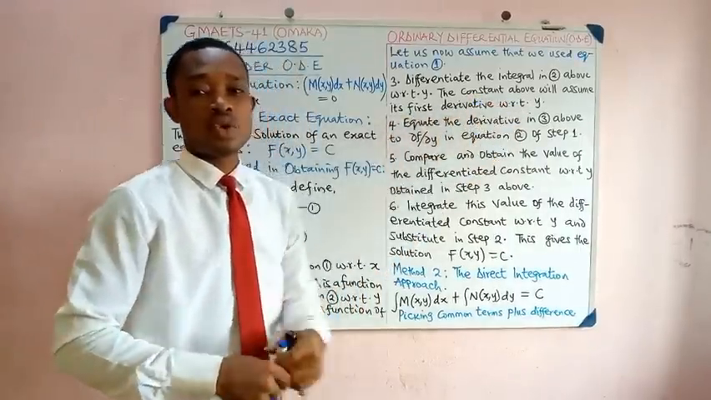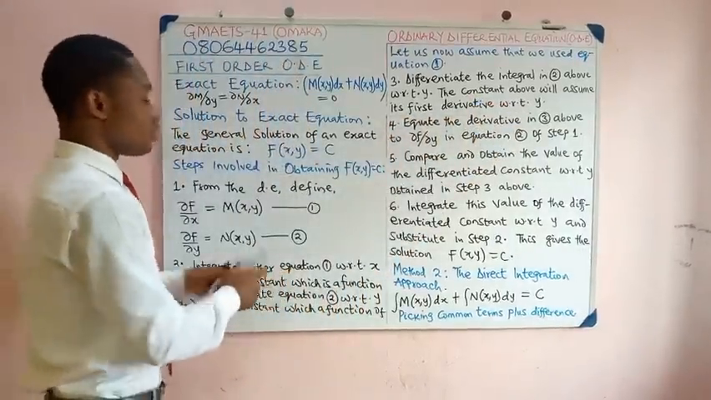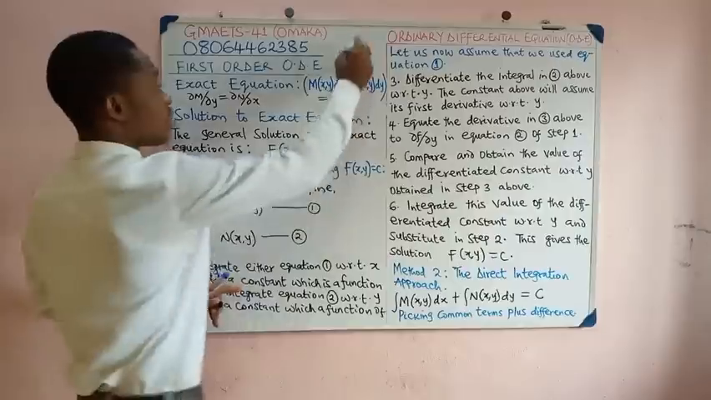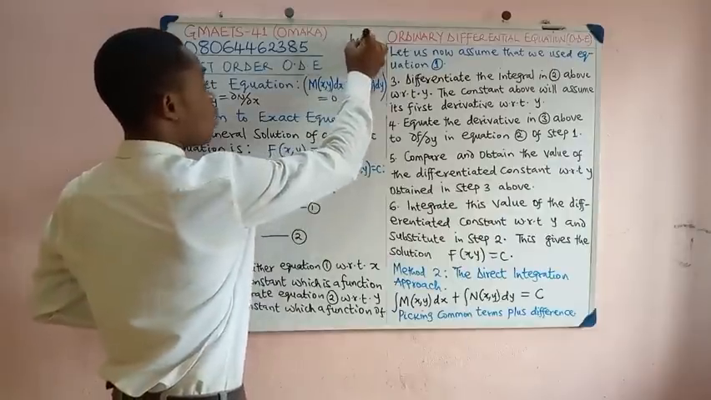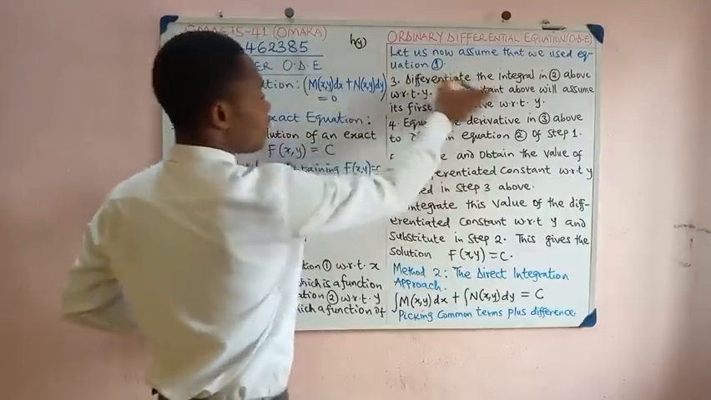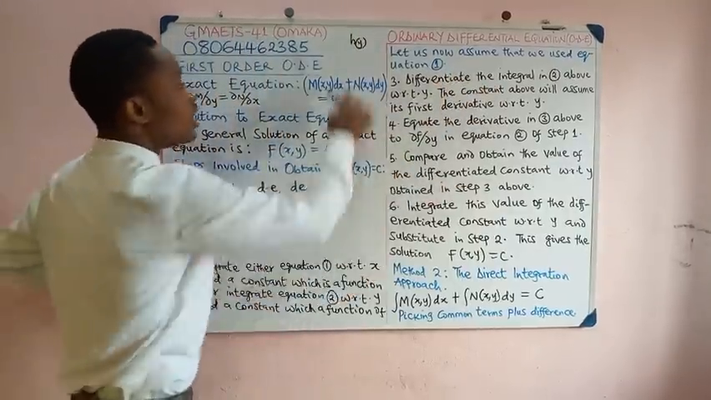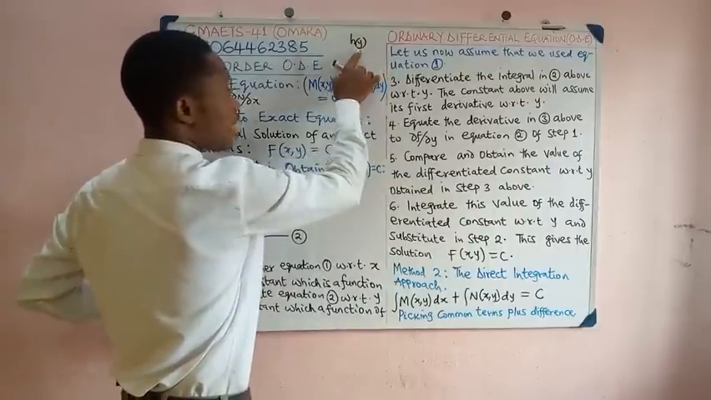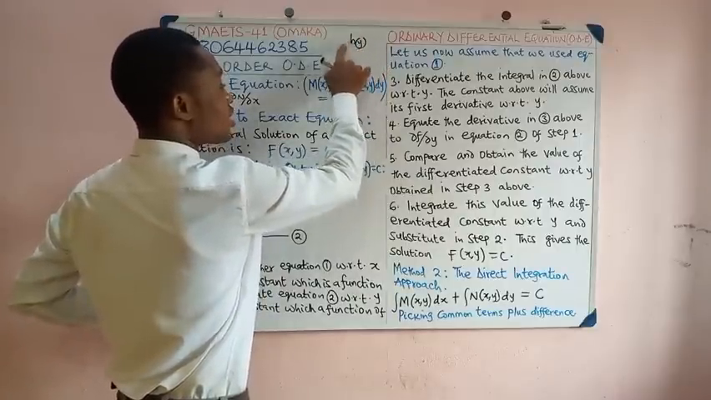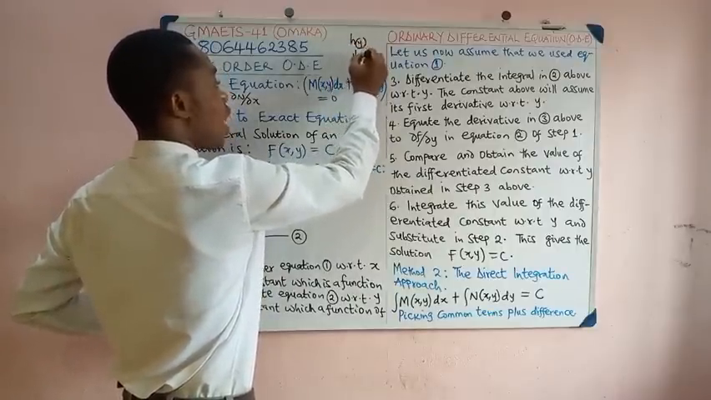With respect to y. For example, let's assume that from here you added a constant and you call the constant, let's say, h of y. When you come to this step 3 to differentiate the integral from here, this h of y, that is h as a function of y, this constant will now assume h prime of y.